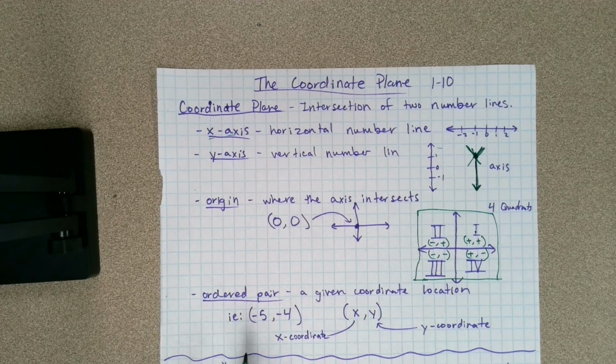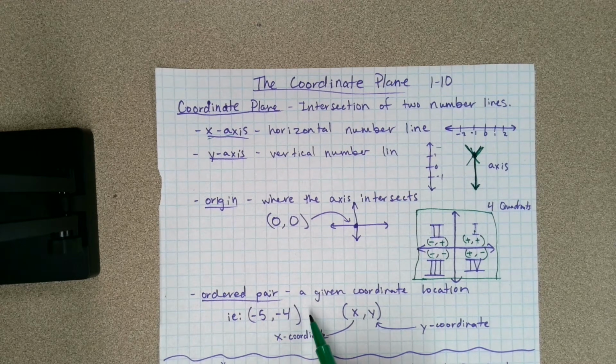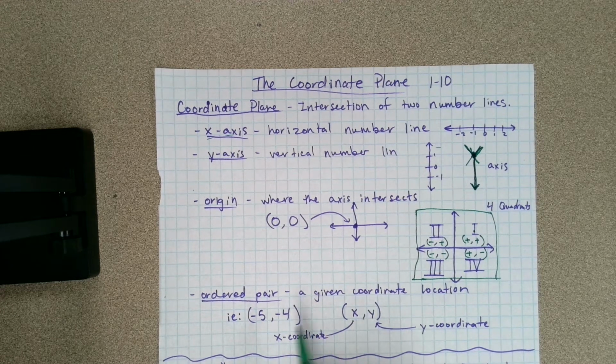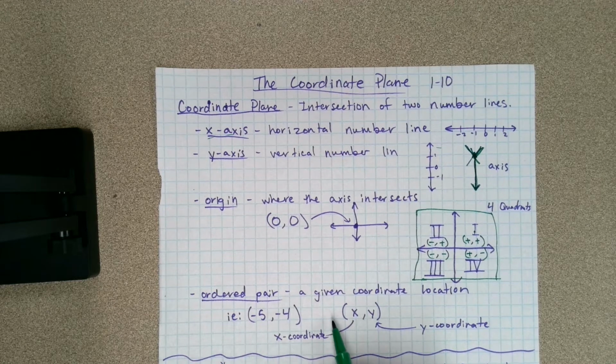Our last vocab word is our ordered pair. This is something that you're going to be familiar with. Our ordered pair is our x-coordinate and our y-coordinate. It'll look something like -5, -4. All it's telling you is a location to point to on our coordinate plane. So if you see -5, -4, that means for your x-coordinate, you're going to go -5. For your y-coordinate, you're going to go -4.